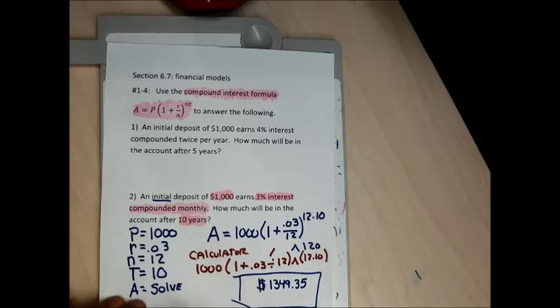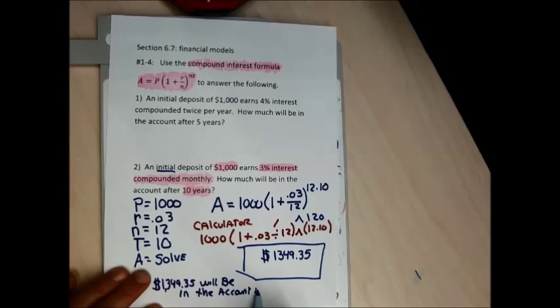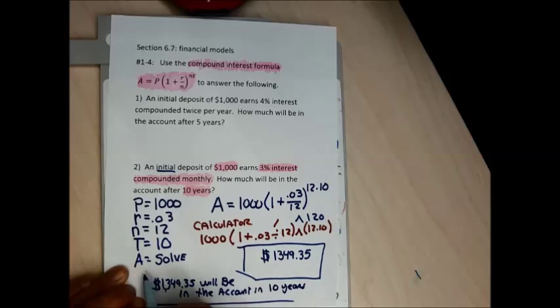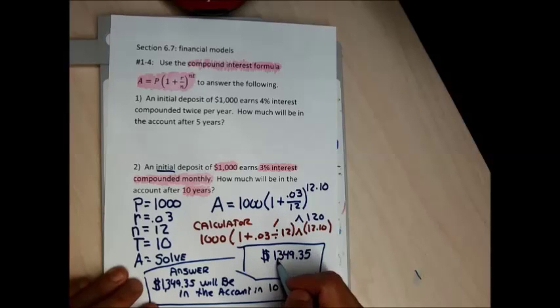But I could say $1,349.35 will be in the account in 10 years, if I wanted to do that as an answer. It's absolutely not necessary to write that much. I won't probably, again, write this much as an answer. So how much will be in the account? This would be completely fine for an answer. A dollar sign, maybe a comma.